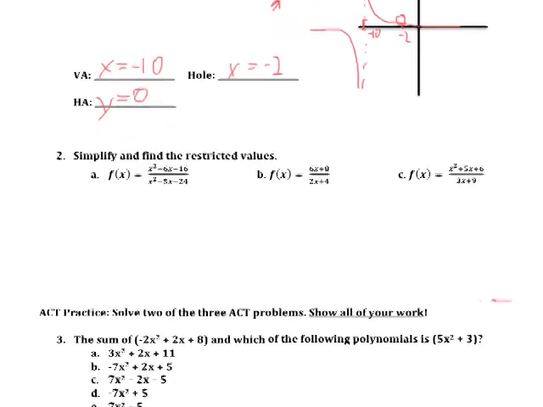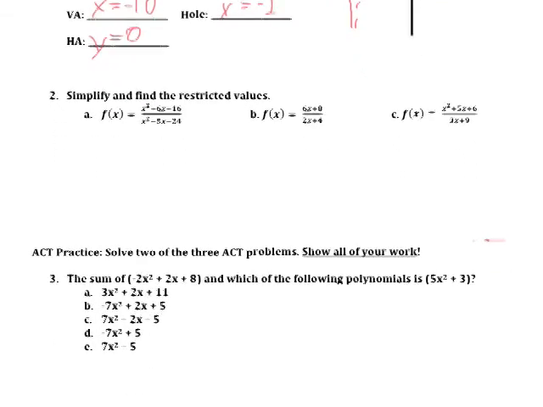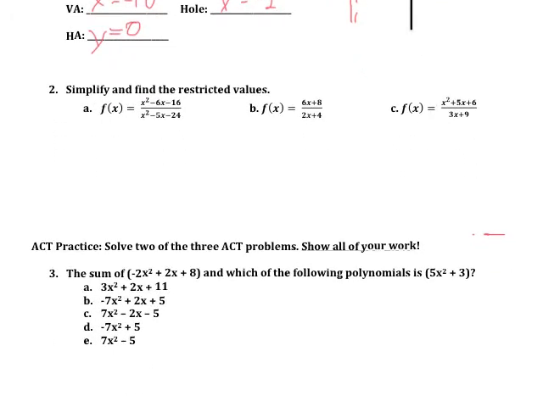Now we need to simplify and find restricted values. Very similar to the first problem. The top of letter A, two numbers that multiply to make negative 16, add up to negative 6. I think those are negative 8 and positive 2.